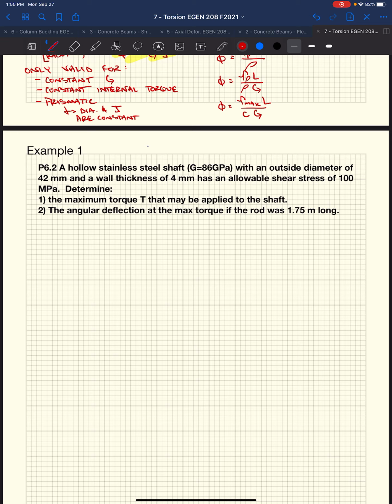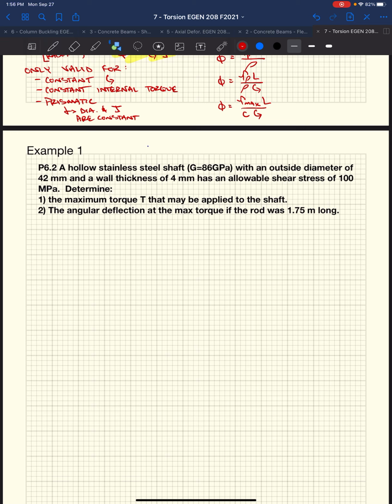So if we had a hollow stainless steel shaft, essentially a pipe, it has a shear modulus of 86 gigapascals. It has an outside diameter of 42 millimeters and a wall thickness of 4 millimeters. It has an allowable shear stress of 100 megapascals. They want us to determine two things. First, what's the maximum torque that may be applied to the shaft? If they gave us an allowable shear stress, we're going to limit our torque based on hitting that shear stress. And then they want to know what's the angular deflection at the max torque if the rod was 1.75 meters long.